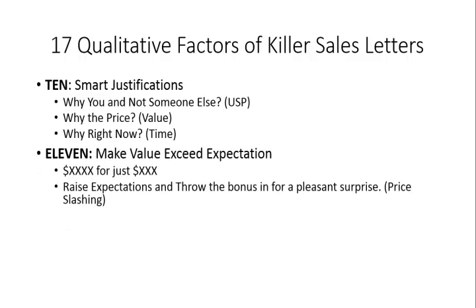Principle 11, make the value exceed their expectations. In other words, you're going to be talking about how they're going to get 10 times the value for just a certain amount. Yes, you're asking for a certain amount, but they're going to get so much more if they get your offer. And you're going to make sure that they are going to expect the price to be extremely high based on what they're reading until you finally reveal the price, where you are really giving them an extraordinary value for an extremely low price. This is actually called price slashing in traditional marketing.